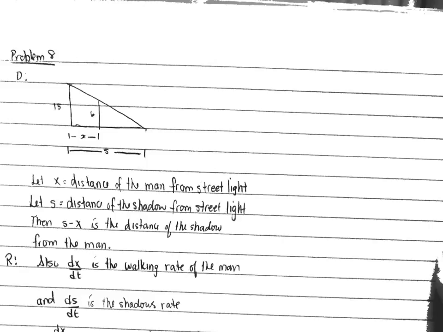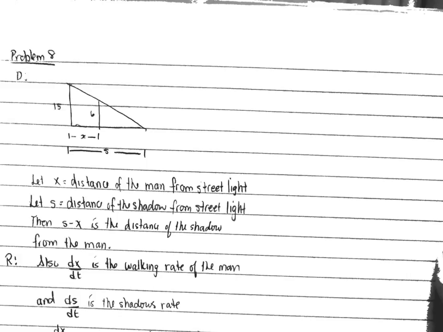Alright class, this next video is on problem number 8, again on related rates, section 2.7. If you remember the problem, this is the shadow problem, and it states the following. A street light is mounted at the top of a 15-foot pole, so here's the 15-foot pole.